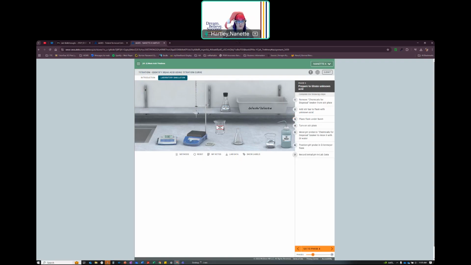Now it says remove chemicals for disposal and add a stir bar to my acid. And then place this under the burette. I'm going to turn on the stir plate and get that lovely noise. And then I'm going to move the pH probe into here.